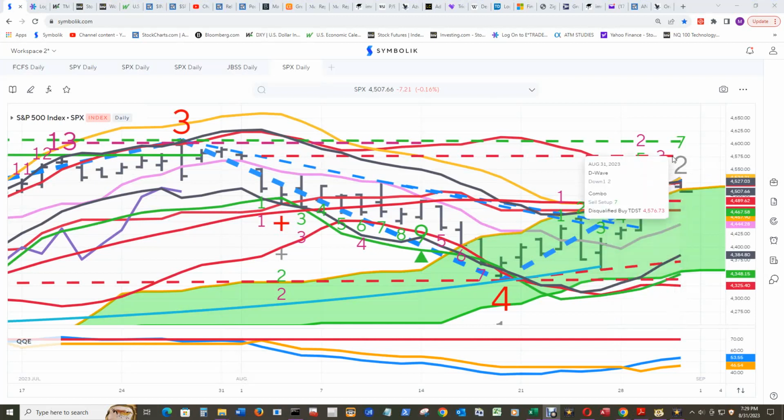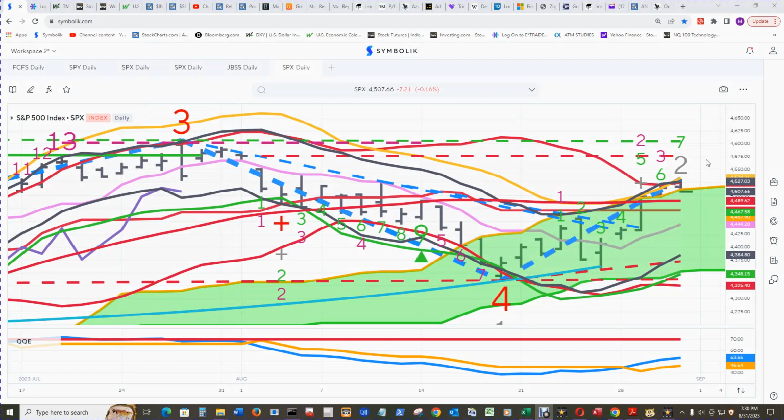and keep going. The disqualified by TDST is major resistance, and again 4576 puts it 10 points above that gap zone, 4567. So yeah, about 10 points above that gap zone. So the U.S. non-farm payrolls report will add color to the picture tomorrow morning.